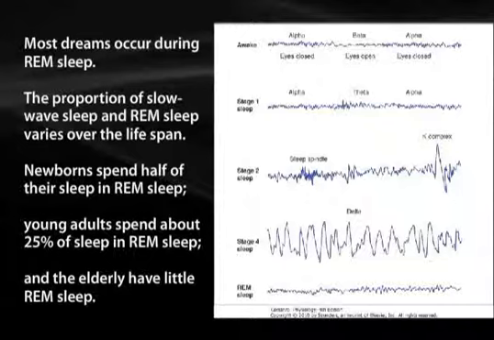The proportion of slow wave sleep and REM sleep varies over the lifespan. Newborns spend half of their sleep in REM sleep. Young adults spend about 25% of sleep in REM sleep, and the elderly have little REM sleep at all.